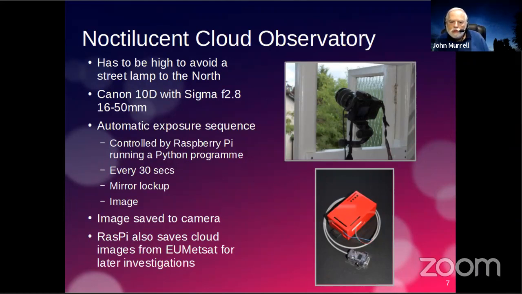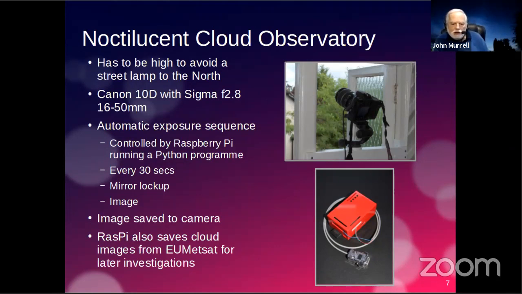I use a camera with a wide angle. It's an old Canon 10D, the first DSLR I bought. I only use that because I take images every 30 seconds and it hammers the shutter to death. DSLRs only have a fairly limited shutter life, particularly the 10Ds and even worse, the three-digit D-series cameras have a relatively short shutter life. So I thought, it doesn't really matter if I ruin the shutter on this camera, so that's what I use. It's controlled by a Raspberry Pi. It's got some software in it to keep Neil and Mark happy. It's running a Python program.